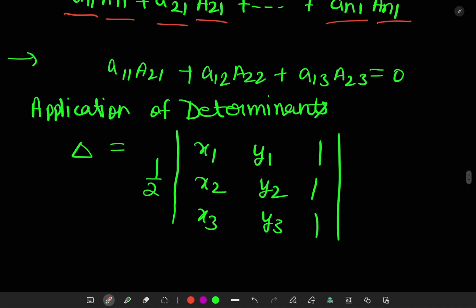Similarly, if in a determinant the sum of the product of elements of any row or column with the cofactors of the corresponding elements of another row or column is 0, it means if we multiply the elements of matrix A with the cofactor matrix elements of another row or column, it is equal to 0.